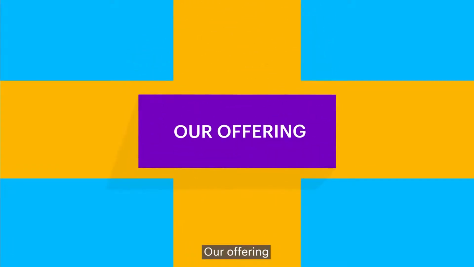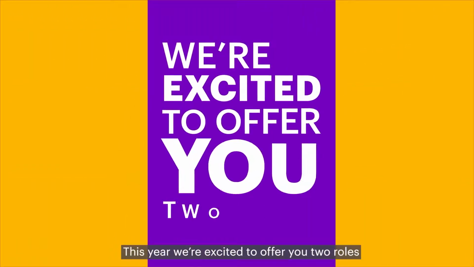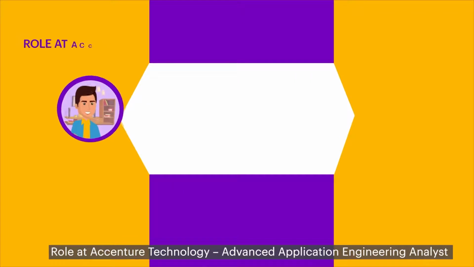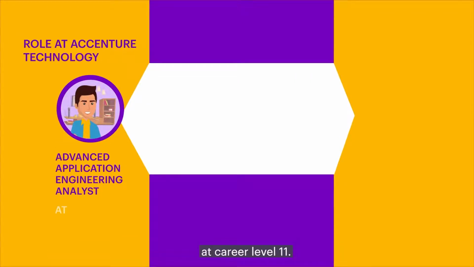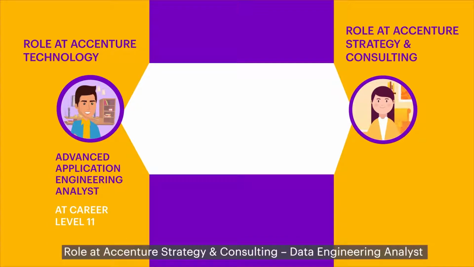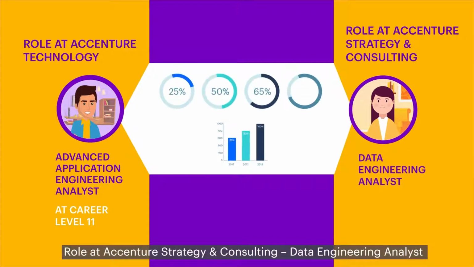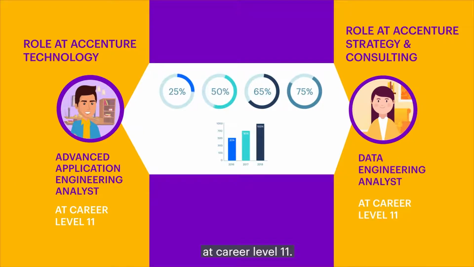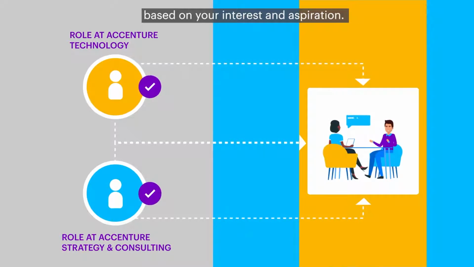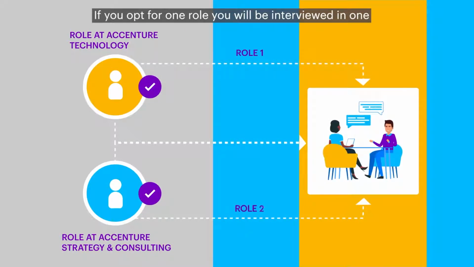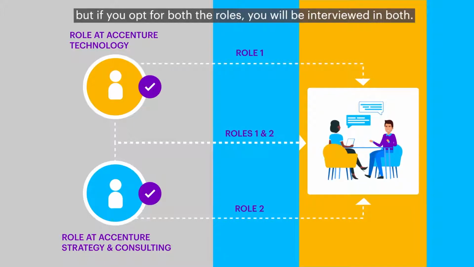Our offering. This year we're excited to offer you two roles. Role at Accenture Technology, Advanced Application Engineering Analyst at Career Level 11. Role at Accenture Strategy and Consulting, Data Engineering Analyst at Career Level 11. You can apply for one of these roles or both the roles based on your interest and aspiration. If you opt for one role, you will be interviewed in one. But if you opt for both the roles, you will be interviewed in both.